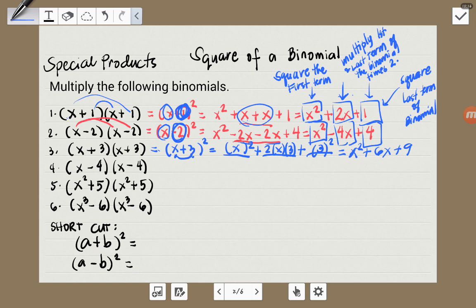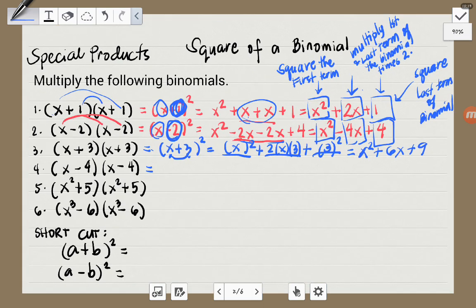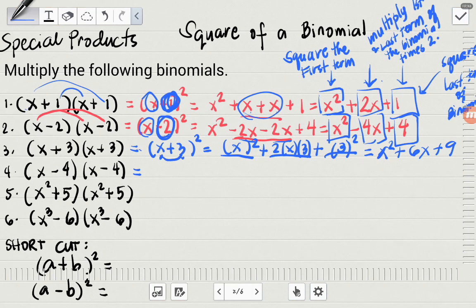Okay. So, try naman natin kay number 4. So, again, x minus 4 times x minus 4, that is x minus 4 square. So, again, alam natin na may tatlong term tayo nasagot dyan. So, para makuha yung first term, square the first term, which is x. So, square ni x, dahil minus to, minus din yan. So, multiply na lang natin si x times 4.